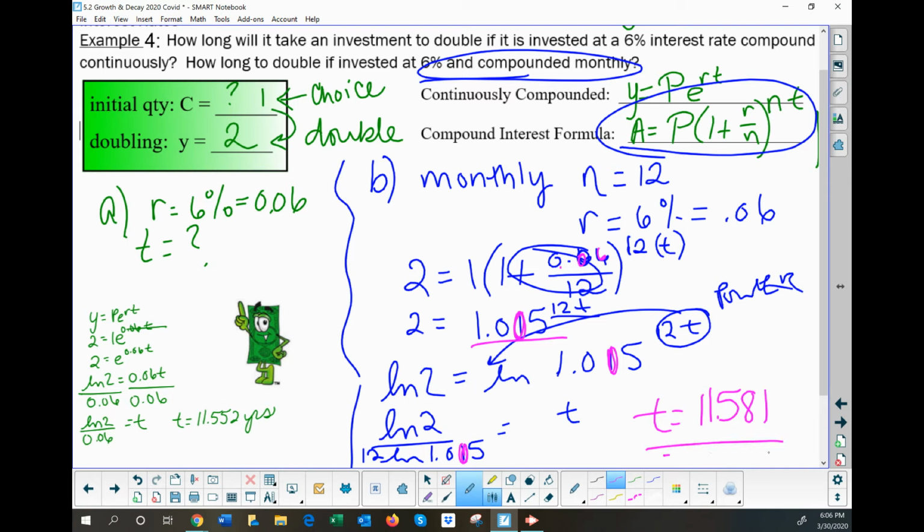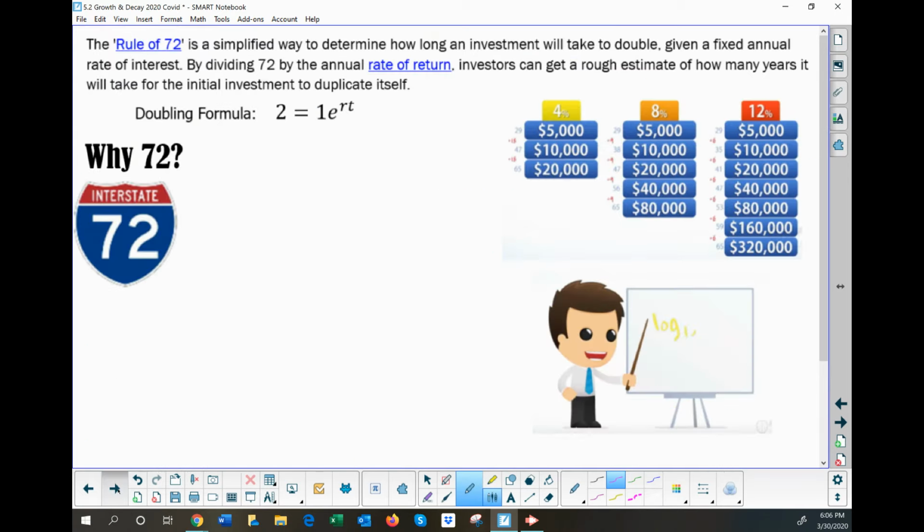All right. The rule of 72 is a rule that talks about how long it'll take to double. And the rule of 72 is just a quick number that you can take 72 and divide it by your interest rate. So like that previous problem, we had 72 divided by 6%. And it would say, it's going to take about 12 years for it to double. Well, in our calculations, we came up with 11.55. So it's not really too inaccurate.